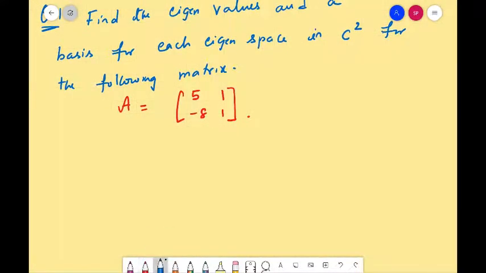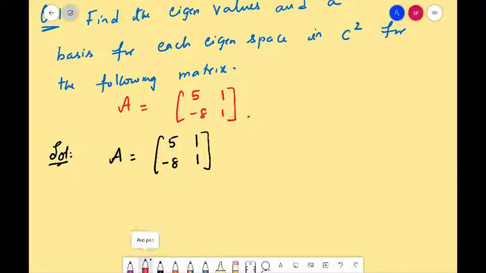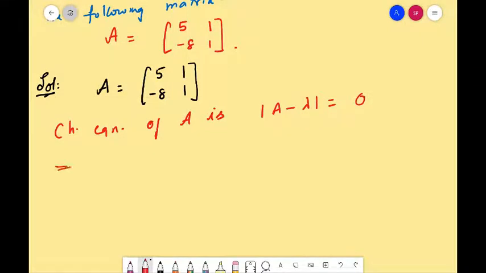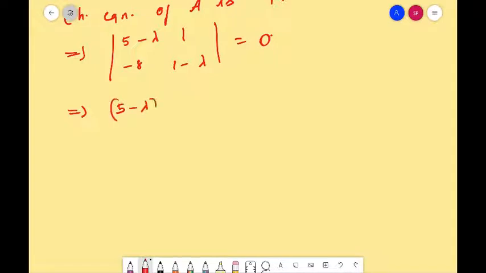Solving this problem is as usual the same procedure that we do for real eigenvalues. So here A is given, A is equal to 5, 1, minus 8, 1. What is the characteristic equation of A then? The characteristic equation of A is that determinant of A minus lambda I is equal to 0. That implies 5 minus lambda, 1, minus 8, 1 minus lambda, is equal to 0, which implies (5 minus lambda) into (1 minus lambda), then plus 8, is equal to 0. So 5 minus 5 lambda minus lambda plus lambda square plus 8 is equal to 0.